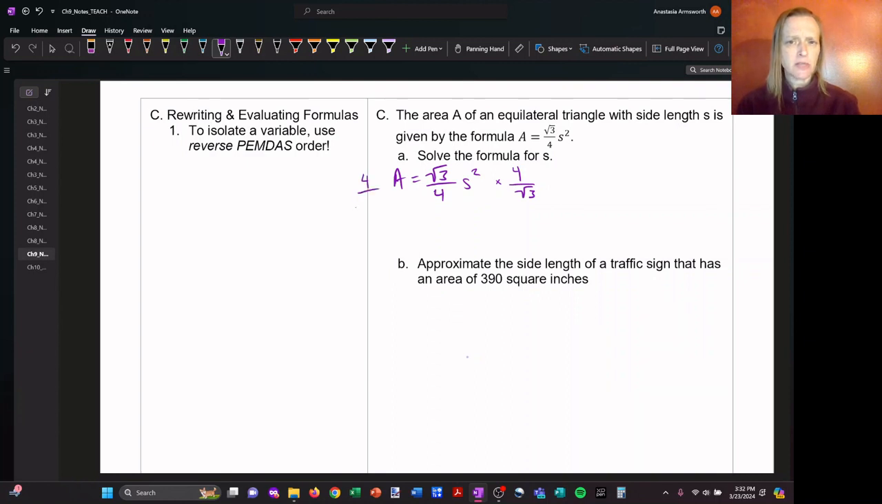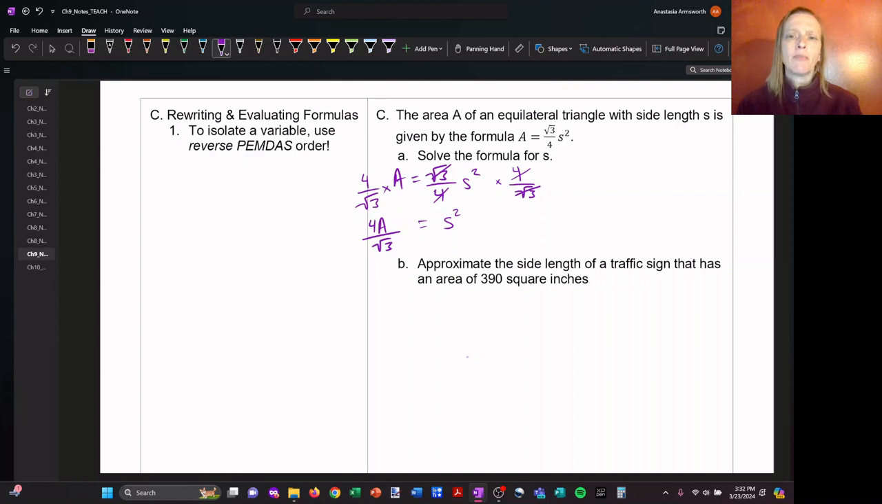So I'm going to do the same thing to both sides of the equation. I'm going to multiply by 4 and divide by the square root of 3. So on this side, the square root of 3 and the square root of 3 cancel away. Multiplying by 4, dividing by 4, that makes the 4 cancel away. And I'm left with s squared equals a times 4 divided by the square root of 3.